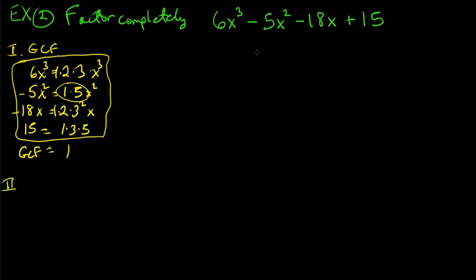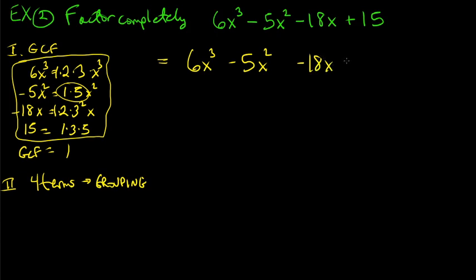The next step is how many terms? Well, there's 4 terms. So that tells me we have to factor by grouping. So remember how that works. I'll write it down again. 6x cubed minus 5x squared, and then minus 18x plus 15. Grouping just means split it up, do the first 2 terms and the last 2 terms separately.